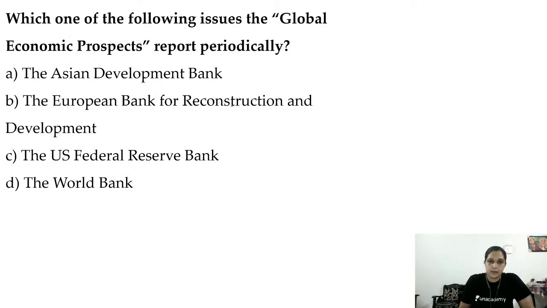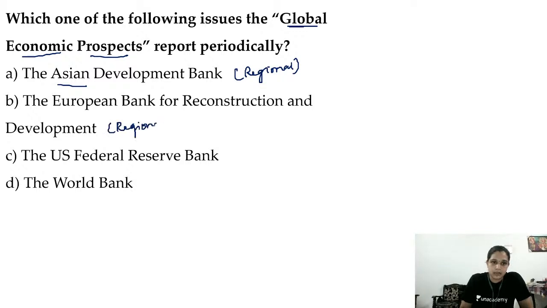Which institution releases the Global Economic Prospects report periodically? I'm telling you again, Global Economic Prospects is the answer. It's a global term. Asian Development Bank, regional. European Bank for Reconstruction and Development, regional. US Federal Reserve Bank, it's a central bank. Central bank of a country.